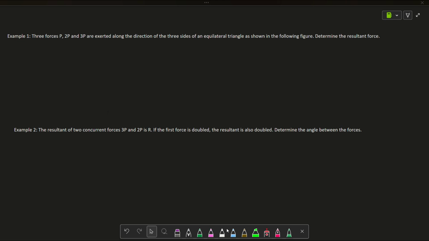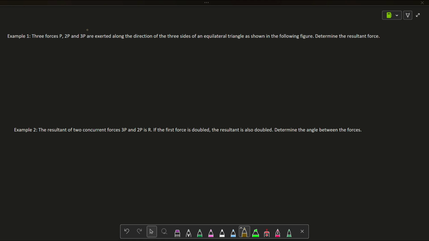This one is an example. I'm solving examples here for the mechanics subject. Till now we have completed two lectures. Now in the third lecture, or the third part, we are going to solve some problems. Let's see what the first example says.